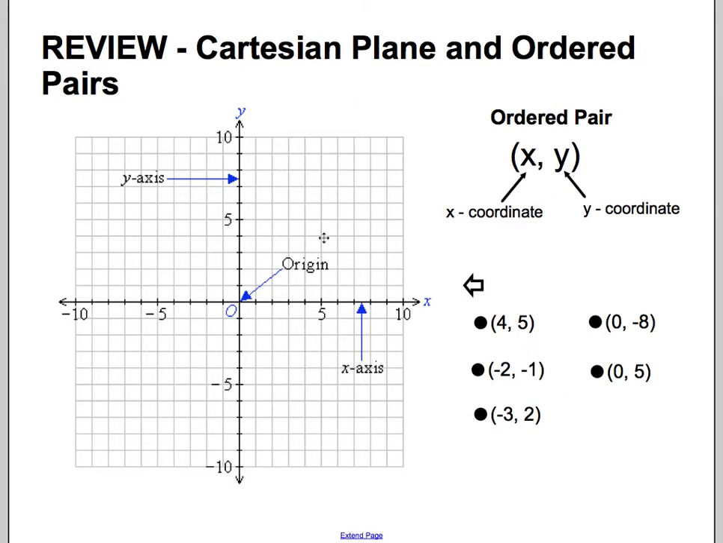The reason why we have a Cartesian plane is because we want to plot points. Every point has a specific name, and it's called an ordered pair. An ordered pair has 2 things. It has an x-coordinate, which tells me how much I go left and right, and a y-coordinate, which tells me how much I go up and down.